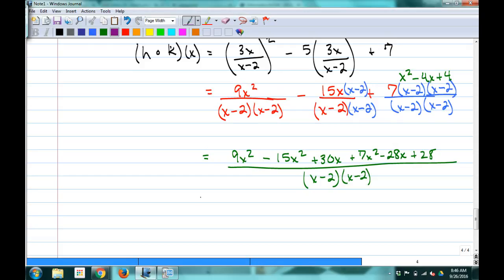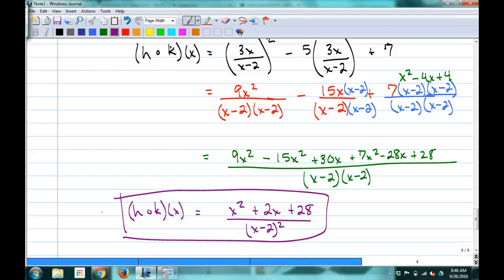Simplify the top. That'd be just plain x squared, because that's 16 and negative 15 would be x squared, plus 2x, and then plus 28. That's good. Over, and I'm just going to rewrite that, x minus 2 squared. So there's our composite function. A good little algebra workout to get that simplified function out of that.